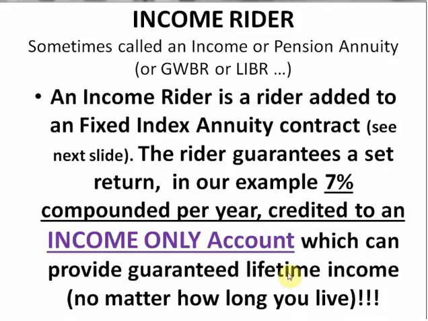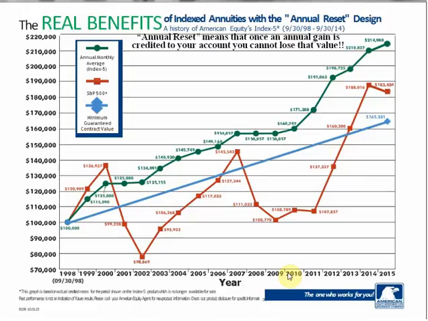So first, let's see how the basic fixed index annuity contract works. So this is a graph of $100,000 put into an annuity. This is a real annuity taken out September 30th, 1998, issued by the American Equity Insurance Company, a large annuity company. The red line here is the market, the S&P 500.